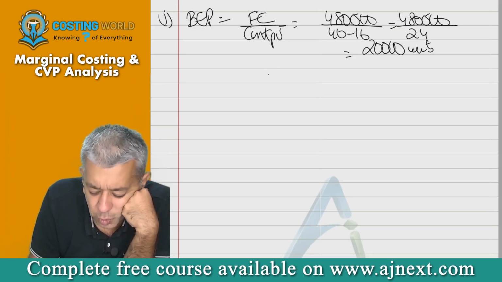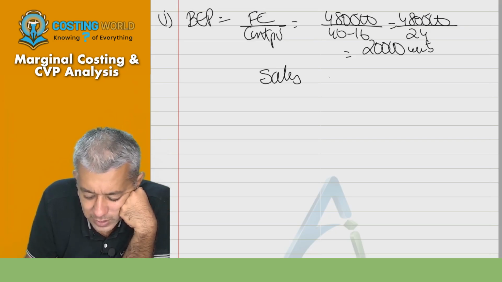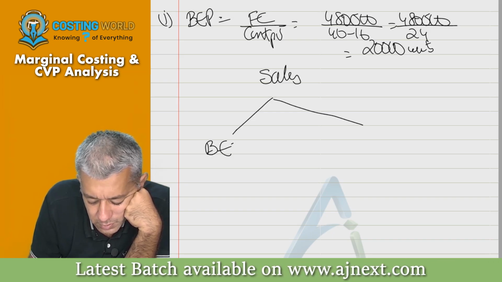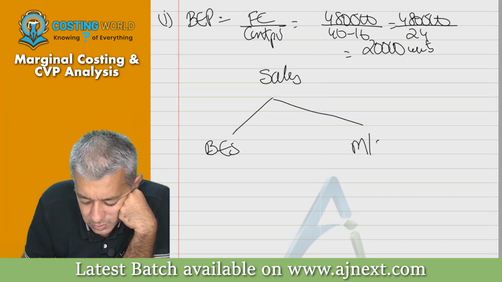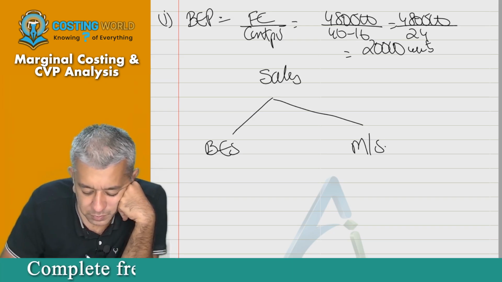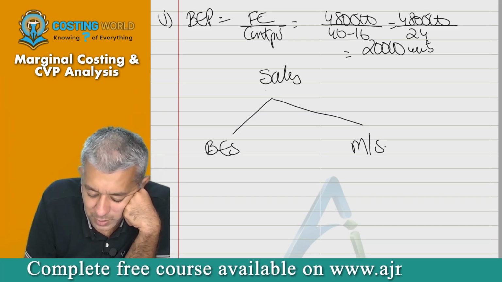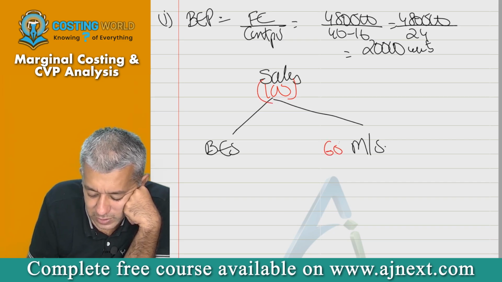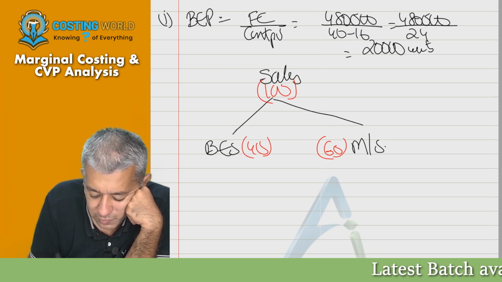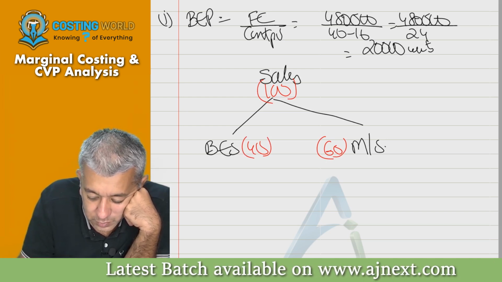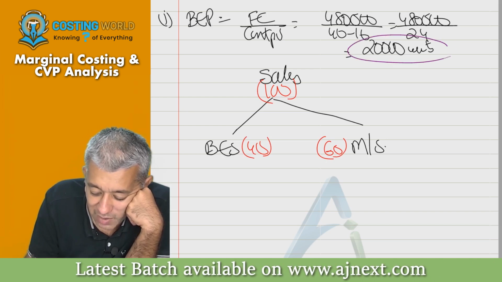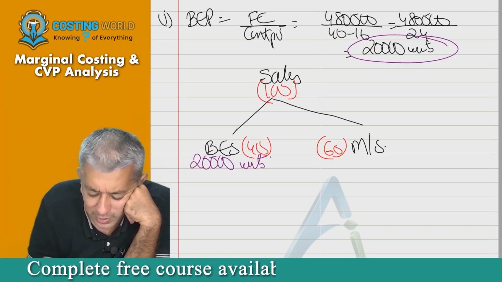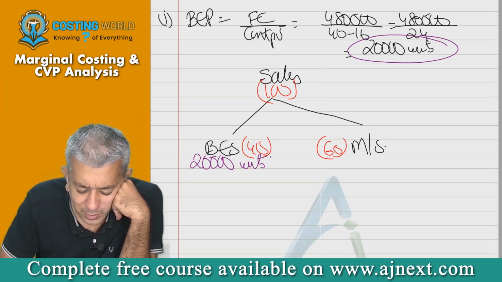Let's present that in a chart manner. It will be easier for you all. Sales has two parts: break-even sales and margin of safety. Take some colored pen. If this is 100, margin of safety is 60, so this particular figure will be 40. Now, I have this particular data in terms of units, so that's okay. Then I'll get everything in terms of units. Get me the other figures.